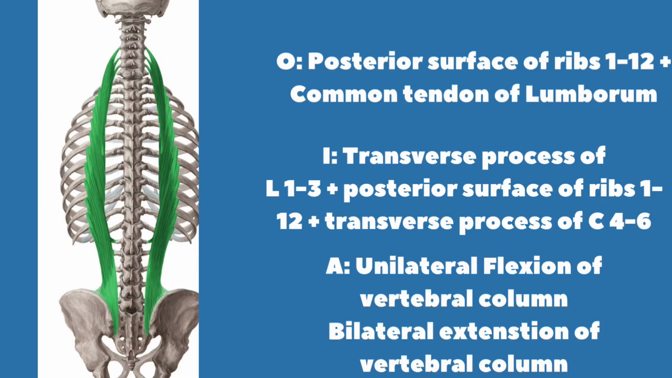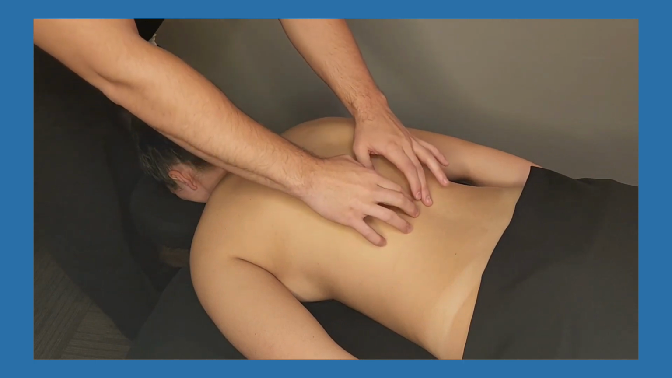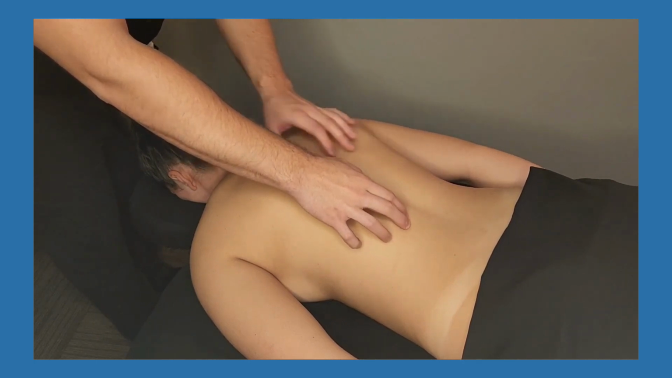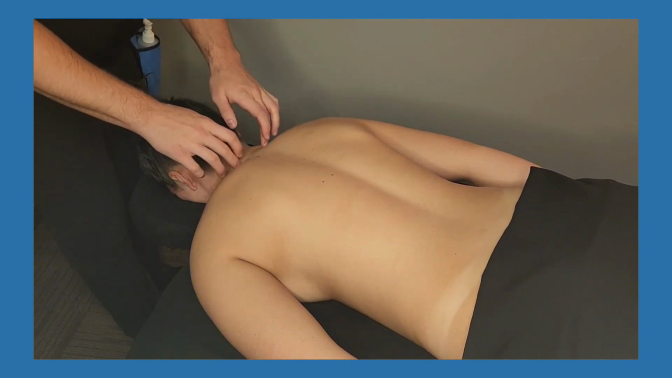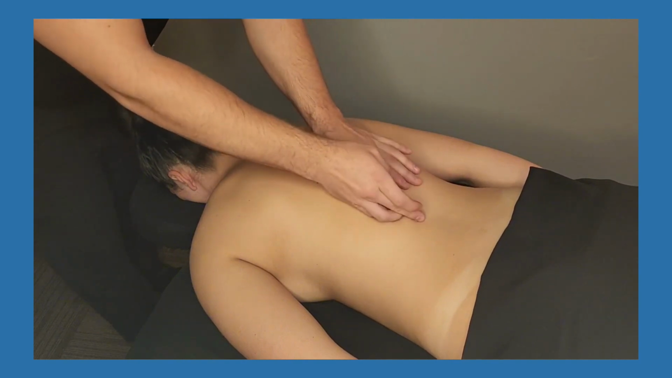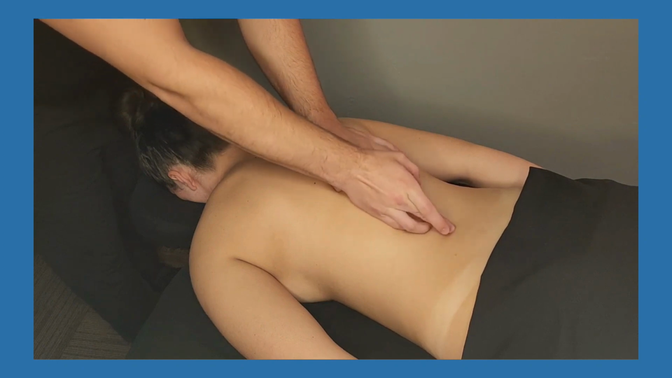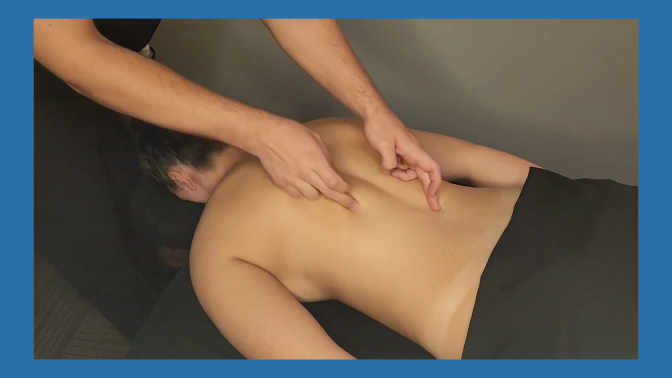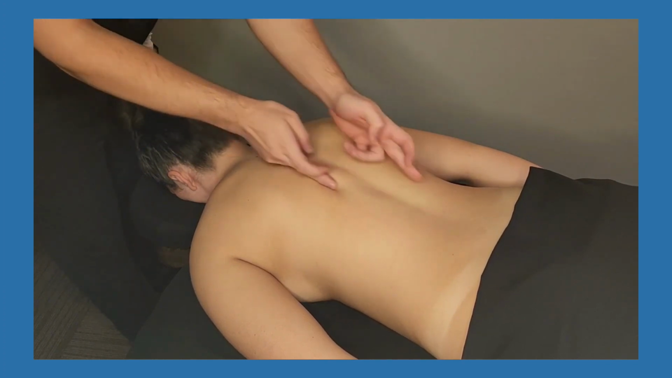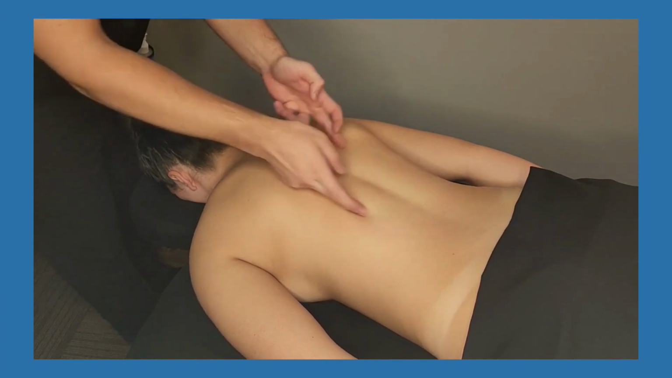Iliocostalis will originate the posterior surface of ribs 1 through 12 and the common tendon of lumborum, and will insert on the posterior surface of all of the ribs. There's quite a few muscles in the spine where people will say the cervical portion of iliocostalis, the thoracic portion of iliocostalis, and so on and so forth.